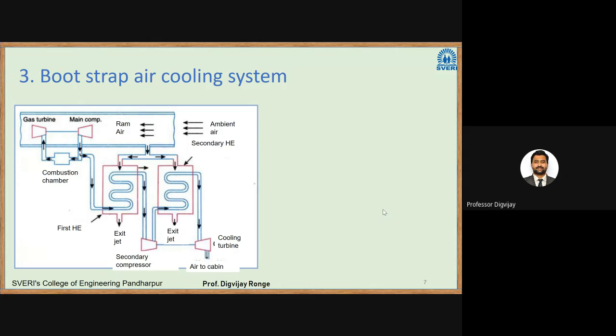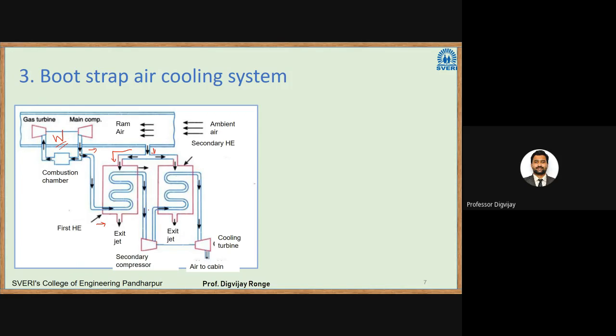Like in the simple air cooling system, this also takes ram air inside. This is the ram air. Some part is used to do the useful work to drive the aircraft, and some part is bled off from the main compressor. That high pressure, high temperature air is passed first to the first heat exchanger. How do we cool this air? Again, we are using ram air. This low temperature, low pressure ram air is passed to both heat exchangers. Let us see the first heat exchanger first. It cools this compressed air, and the cooled air is taken out.